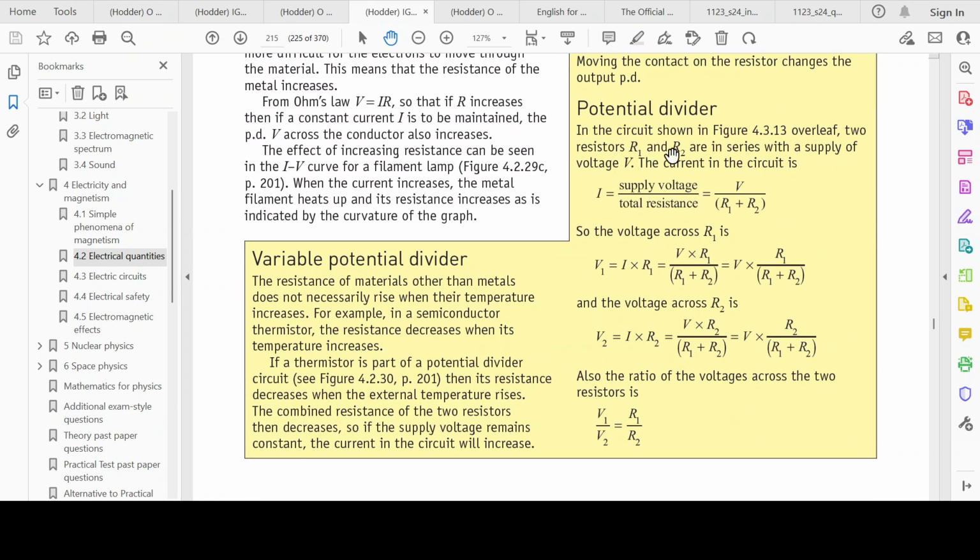The two resistors R1, R2 are in series with a supply voltage. The current in the circuit is the supply over the total resistance, so V over R1 plus R2, because the total resistance is the sum of the resistances. And the voltage is whatever the supply voltage is, and so you get that current.